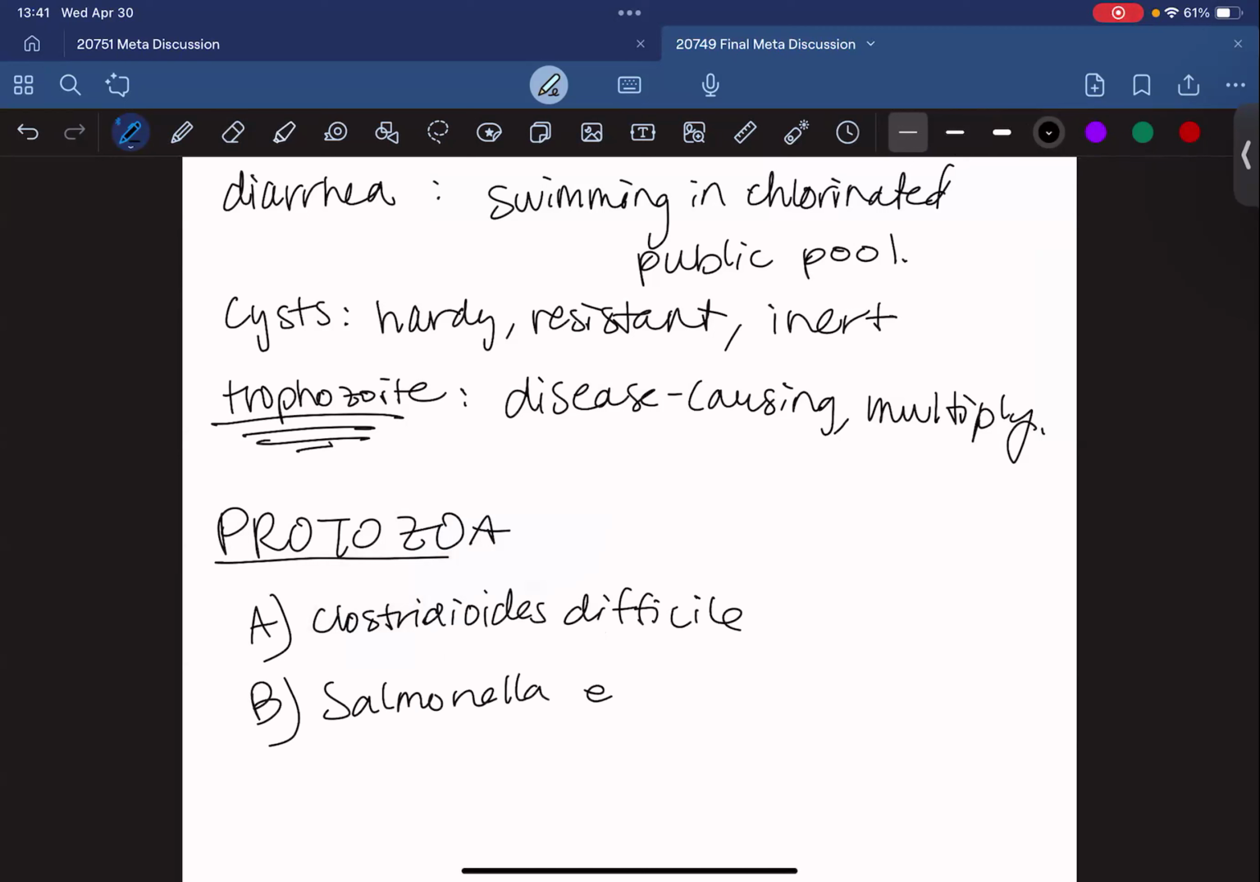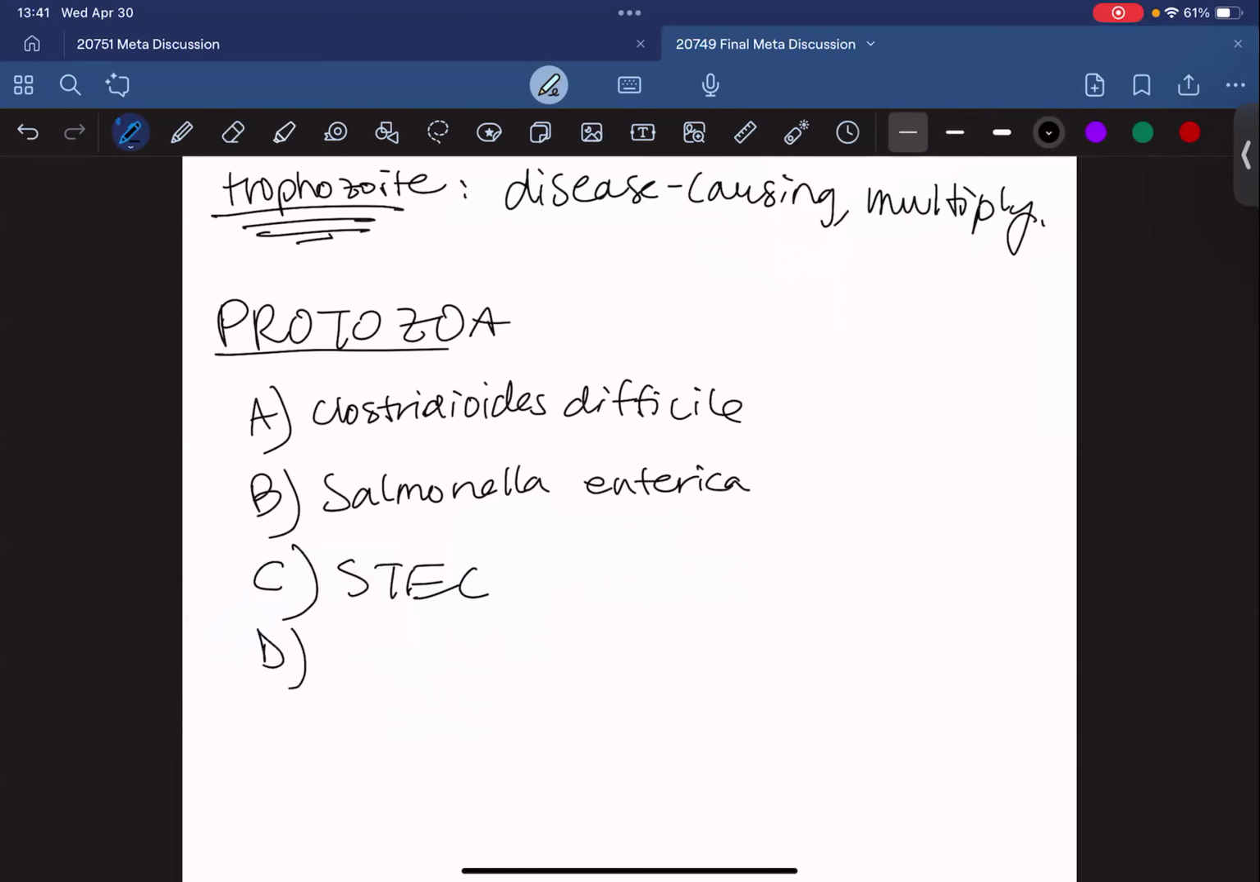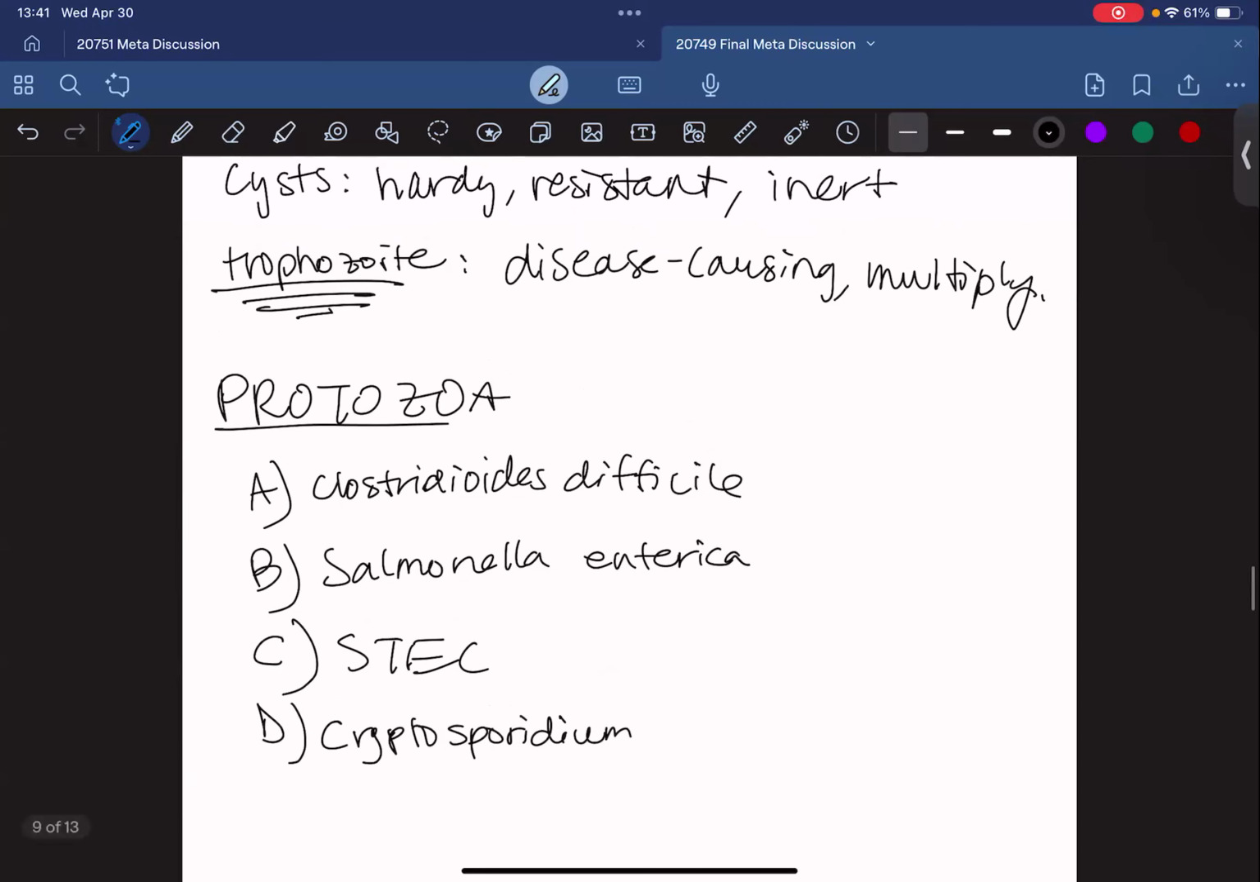Salmonella, S-tech, or Cryptosporidium. Any guesses? Any takers? It's diarrhea.